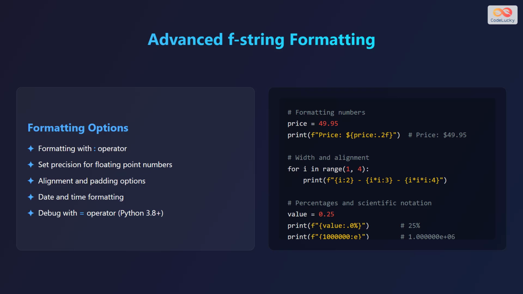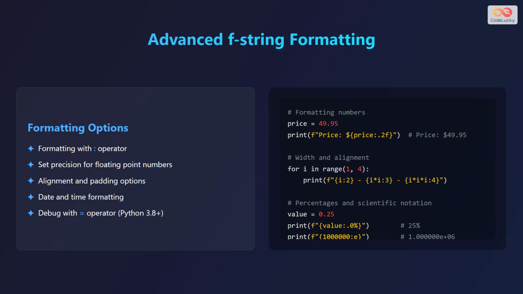For width and alignment, let's use a loop. The code for i in range(1, 4): print(f"{i:2}-{i*i:3}-{i*i*i:4}") demonstrates how to align numbers using specified widths.